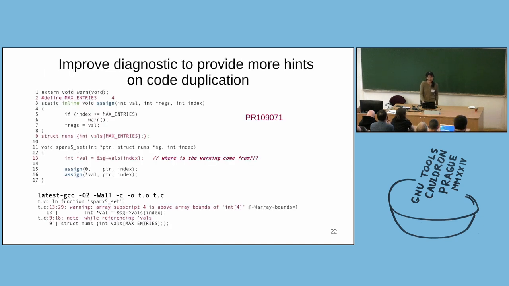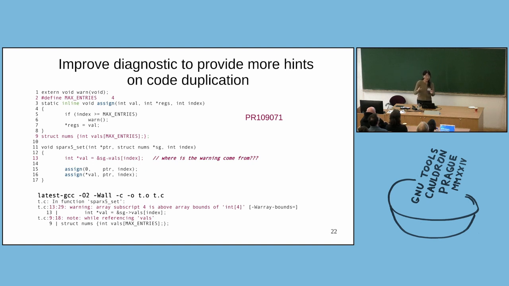Okay, let's move on. So we're done with flexible array. Now this item is where we try to improve the diagnostic to provide more hints on the compiler code duplication. Hopefully I can explain this a little bit clearly with this simple example. In this example, you just notice there are two call sites in the second routine. Those two call sites will be inlined, and then some optimization will be applied.